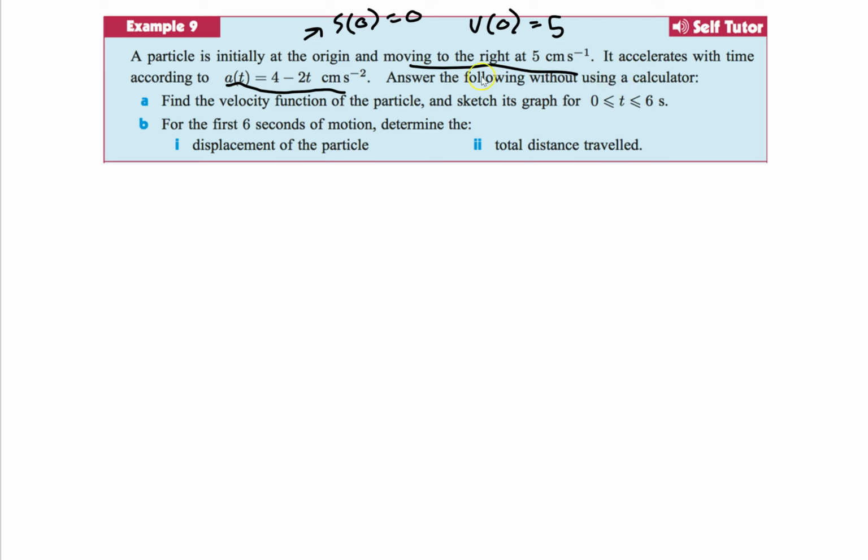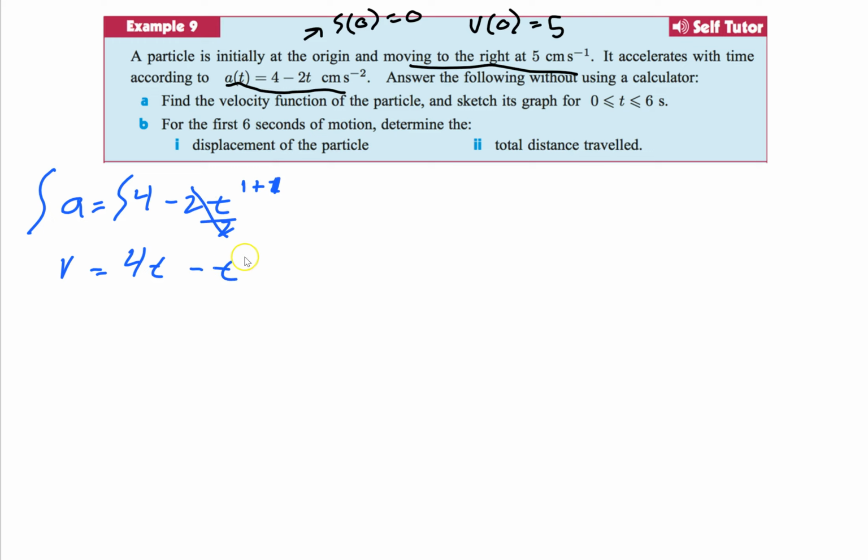A, find the velocity function of the particle and sketch the graph from 0 to 6. Well, we have the acceleration function already. So if I have the acceleration function and I want to go to velocity, all I have to do is integrate. My acceleration is 4 minus 2t. And if I want to find the velocity, I'm going to integrate this. So the velocity equals, now it's a basic integration, the power rule. If I have a constant, just add the variable, in this case t. Over there, add 1 to the power, divide by the new power.